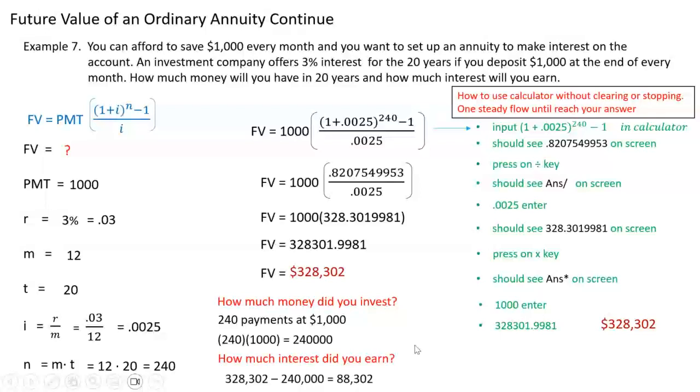So we subtract that from the 328,302. So $88,302 was the interest that you earned on this investment, which is not bad at all. Okay.